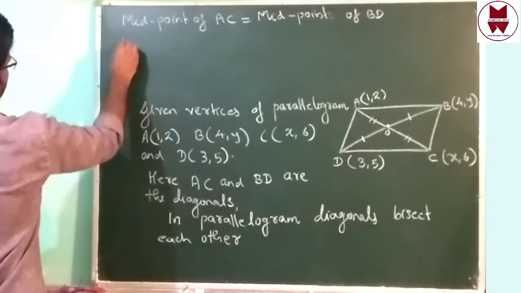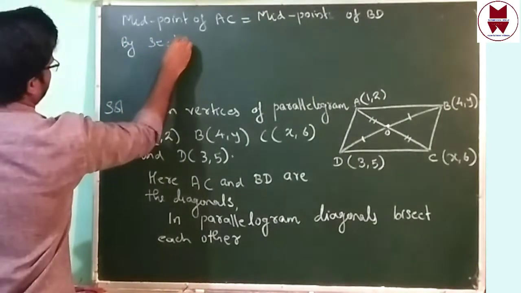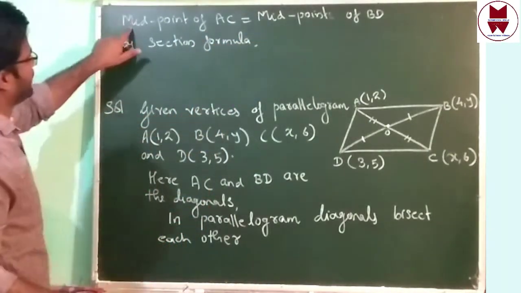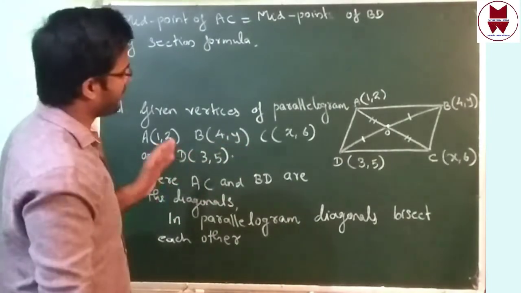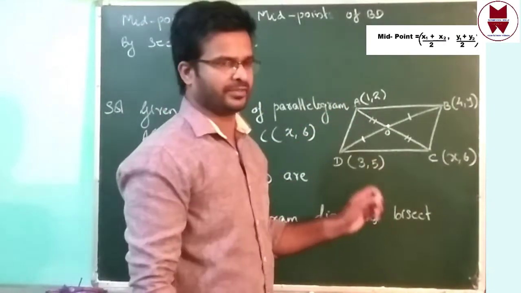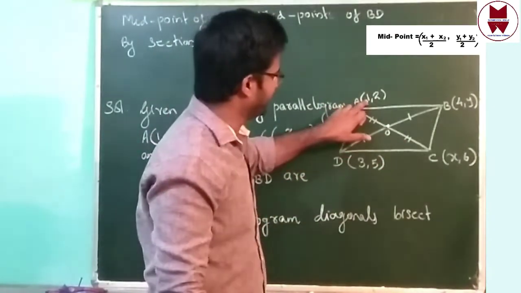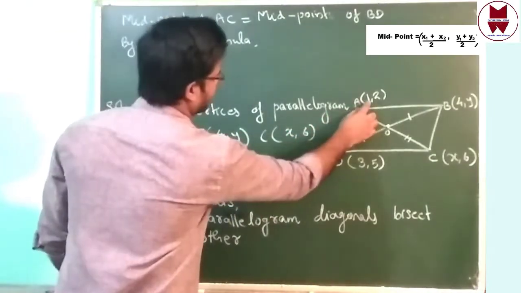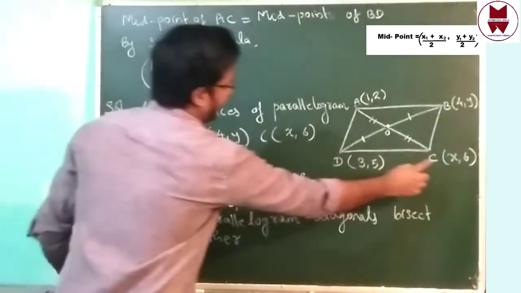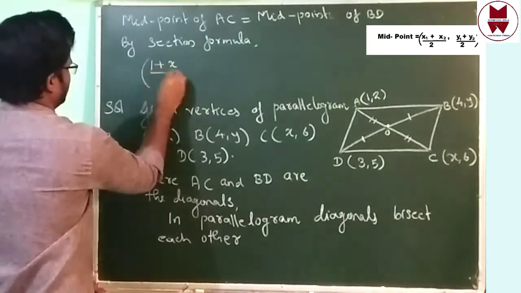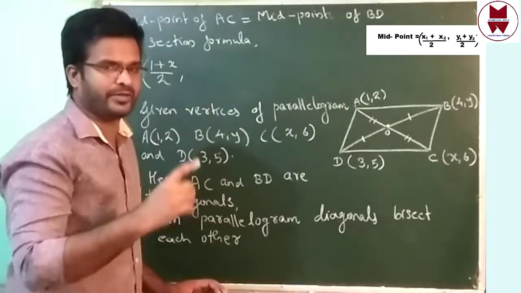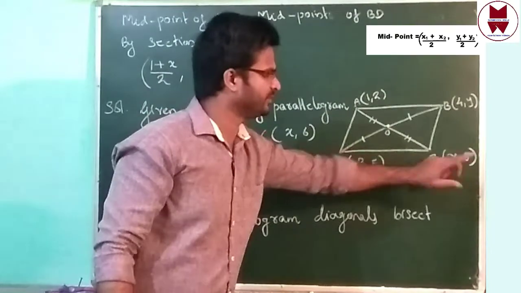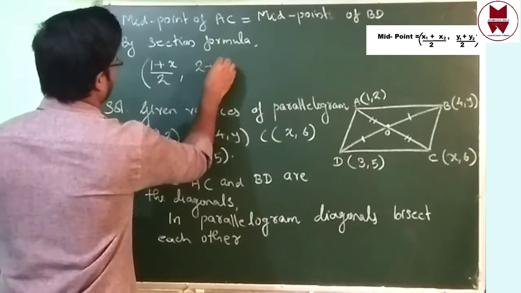Then the midpoint formula. How can I write the midpoint of AC? How can we find out the midpoint of any line if the endpoints are given? That means (x1 plus x2) divided by 2. That is x1 here, that is 1. 1 plus x2, which is x, divided by 2. Then the second coordinate is (y1 plus y2) divided by 2. What is y1? That is 2. 2 plus 6 divided by 2.